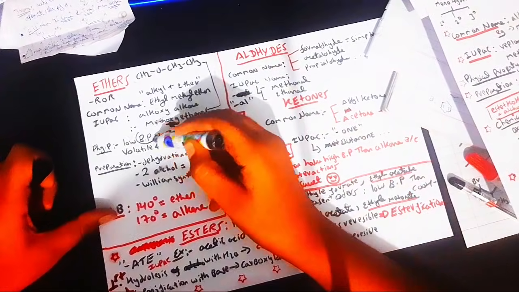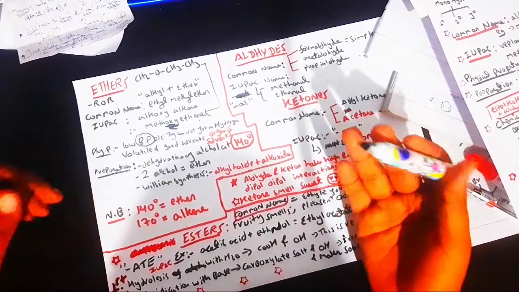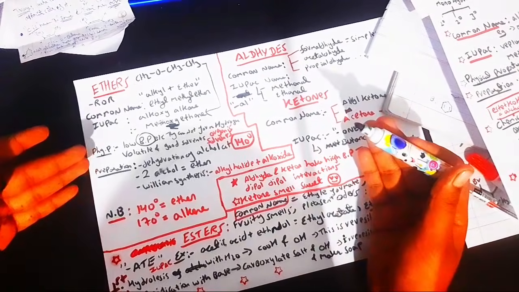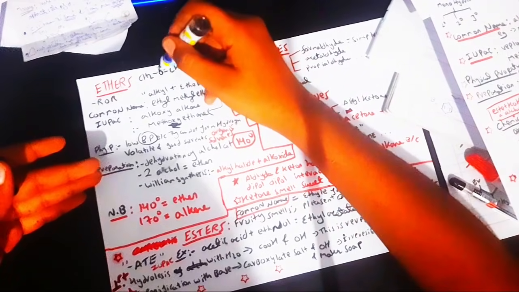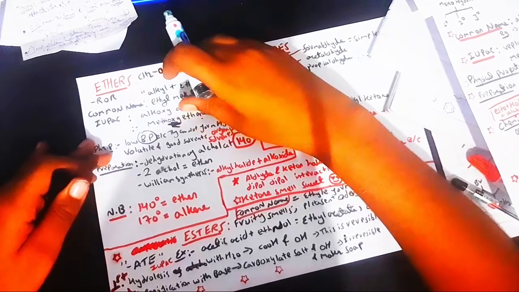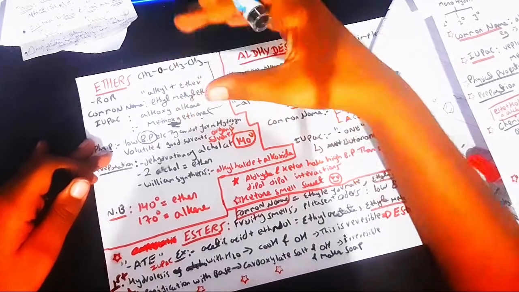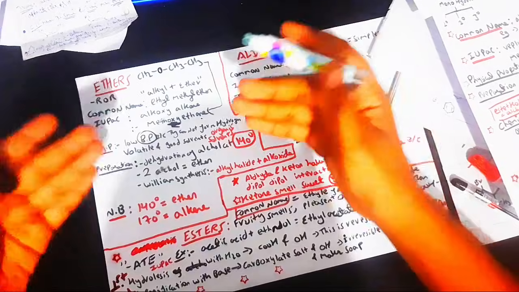And for the physical properties, they have a low boiling point. They have a low boiling point because they cannot form hydrogen bonds and they are volatile. They do not form hydrogen bonds because they are only an oxygen surrounded by a carbon chain. So it's basically not bonded with hydrogen. So they are volatile and a good solvent, which basically means they are organic solvents.